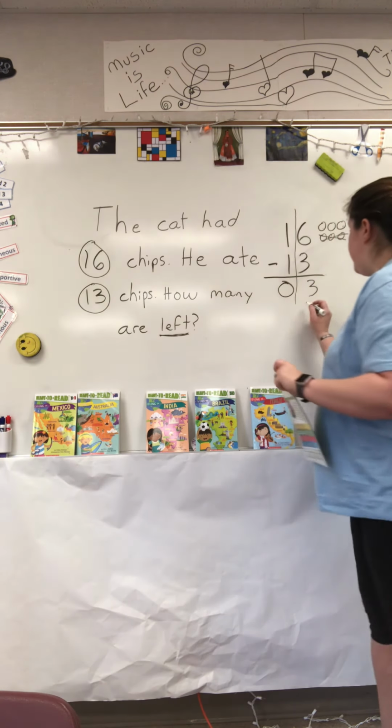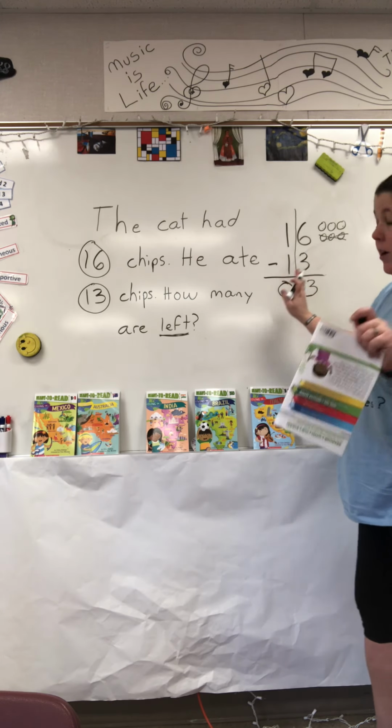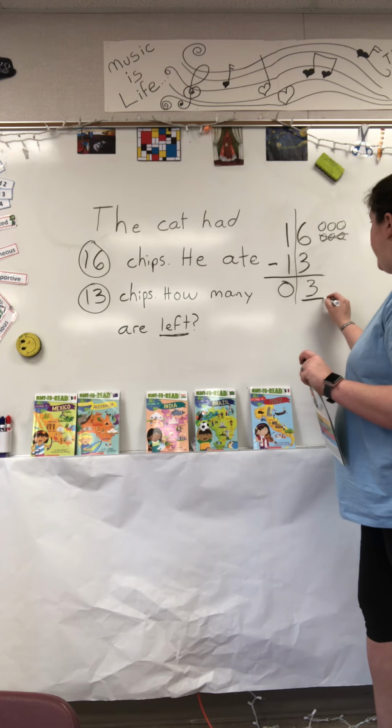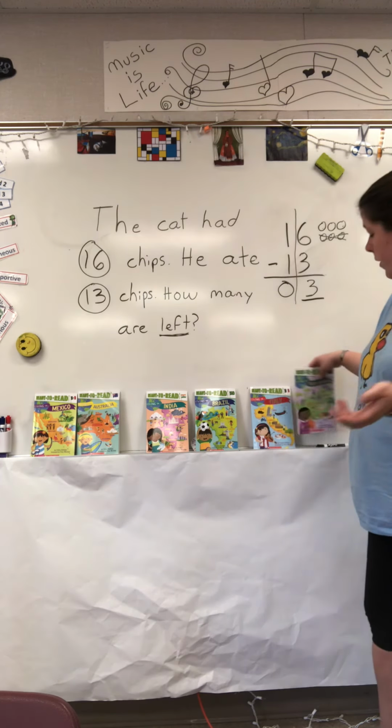And again, the answer is the same. This is an invisible 0, so you don't have to write the 0. So you still have 3 chips left. So that is how we like to do our word problems.